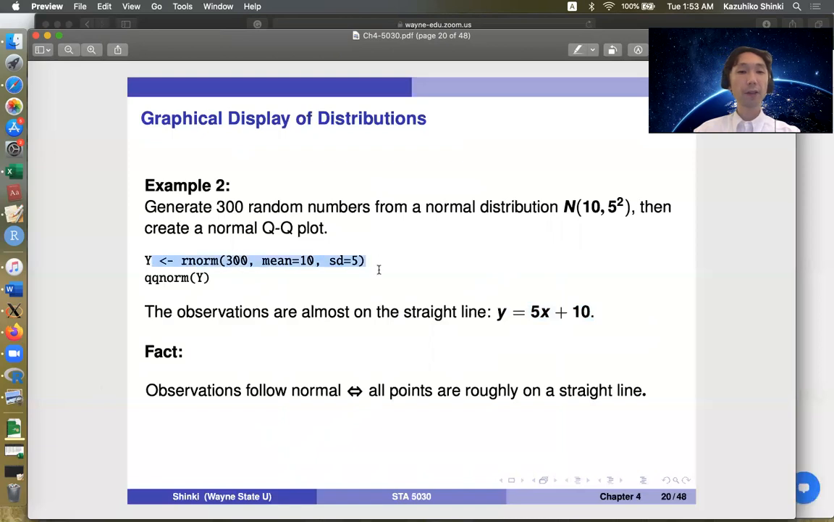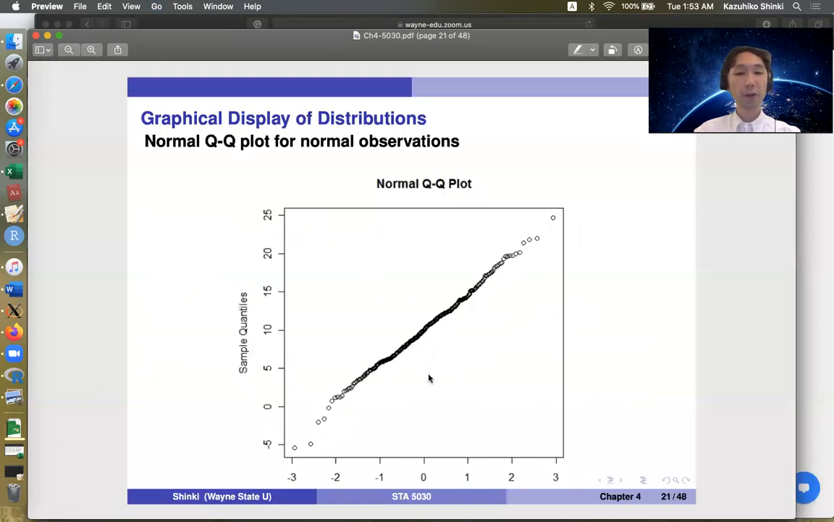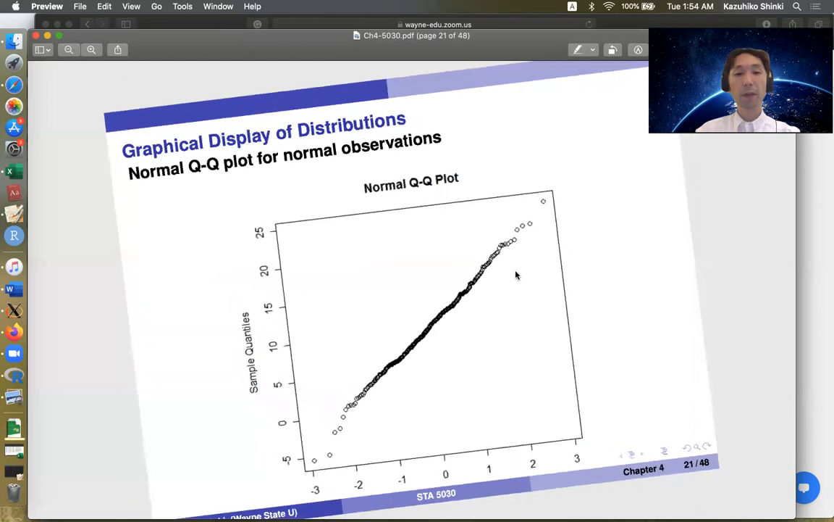Okay, so we run this code, then generate the QQ norm, and it looks like this. It looks almost the same as the last example, but look at the scale for the sample quantile. The center is 10, and these two marks are 10 and 15, so the increment is 5. So actually, the slope of this trend line is 5 times larger. This trend line is y equals 5x plus 10.